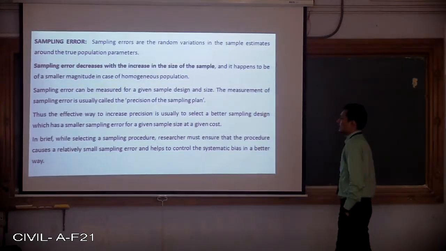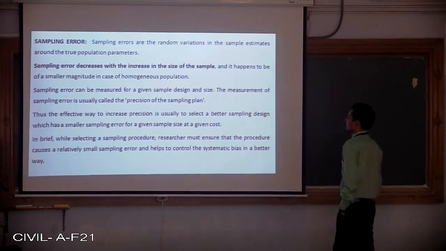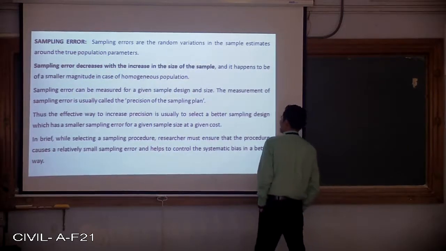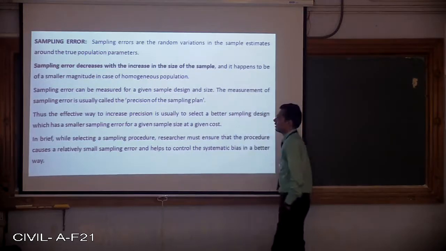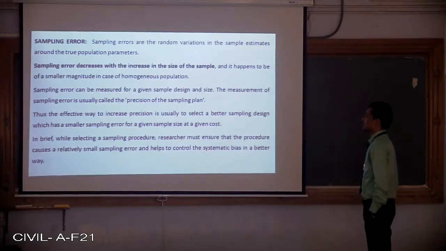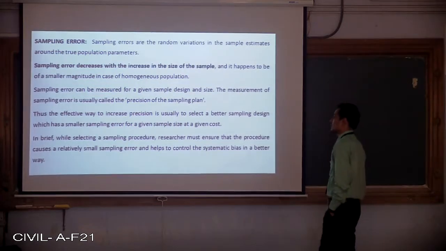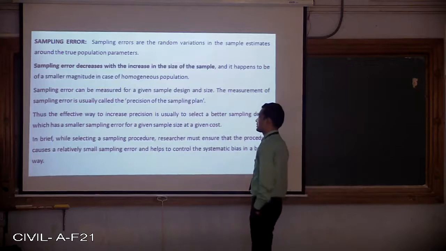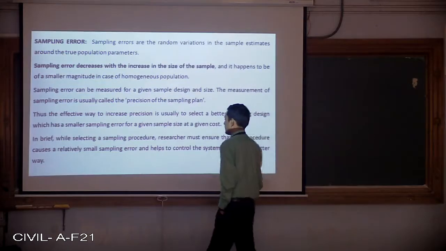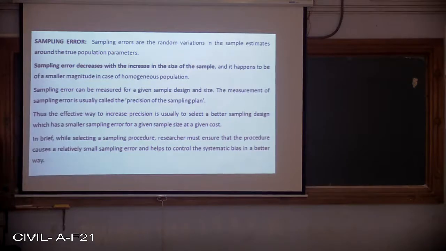The measurement of sampling error is usually called the precision of the sampling plan. Thus the effective way to increase precision is usually to select a better sampling design which has smaller sampling error for a given sample size at a given cost. So ultimately, you should have a smaller size which has less error, which gives a better sampling design and which has an economical range. In brief, while selecting a sampling procedure, the researcher must ensure that the procedure causes relatively small sampling error and helps to control systematic bias in a better way. So this is in general how we can control and decrease the error.